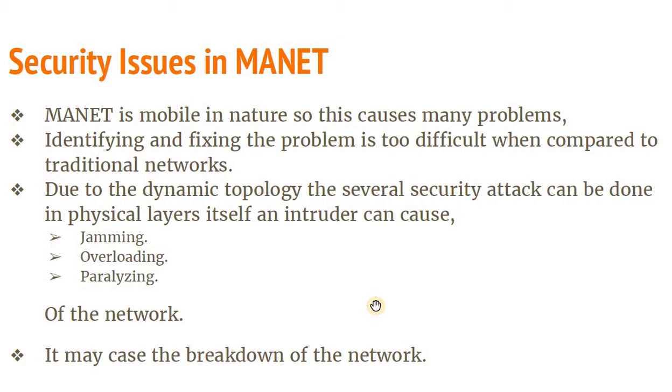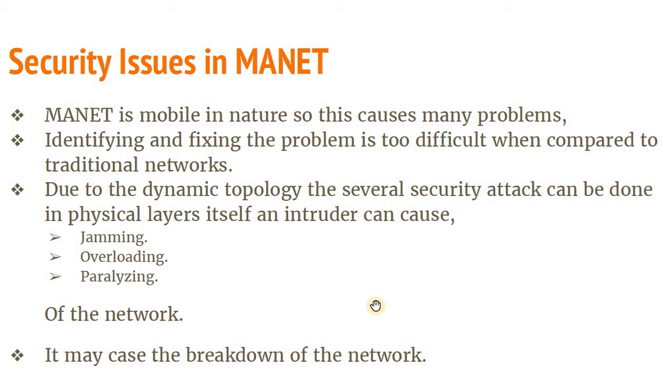Due to the dynamic topology, several security attacks can occur at the physical layer itself, and intrusion can cause them. Intrusion is the attacker here. Because we are talking about the physical layer, the first attack can be jamming, meaning the jamming of the signals. The signals are used to carry the data, and when there is a lot of overhead in the network, jamming can occur.